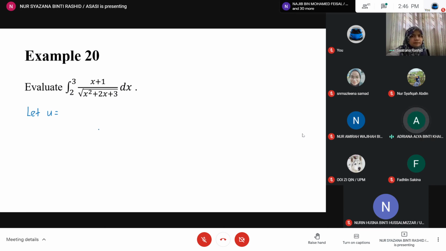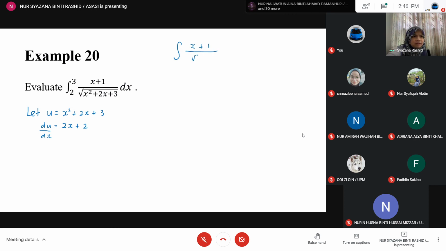X square plus 2x plus 3. Okay, Adriana want to choose the quadratic. Okay, let's see. Does it work or not? Okay, kita masukkan dekat sini. So, x plus 1 over square root u. This is dx. Okay. We need to change this. X plus 1 times dx.